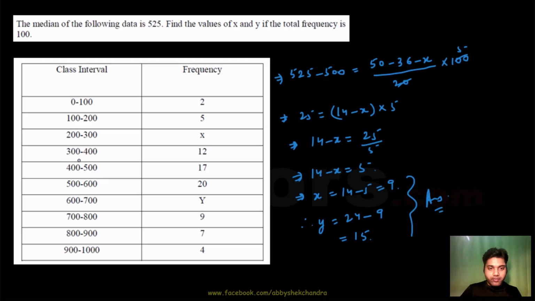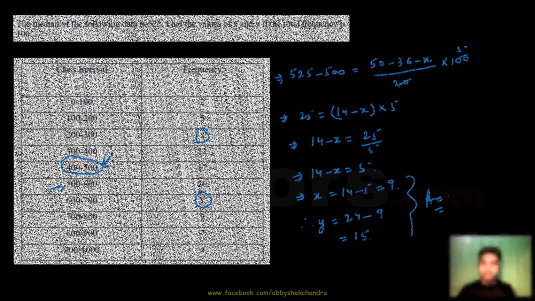Now had we chosen this as the median class, then you would not get X and Y as integers, as whole numbers, and you see these are frequencies, so they have to be whole numbers. So by mistake also, if you choose 400 to 500, you will not get whole number values of X and Y, so you will need to change that median class to 500 to 600 during the examination.